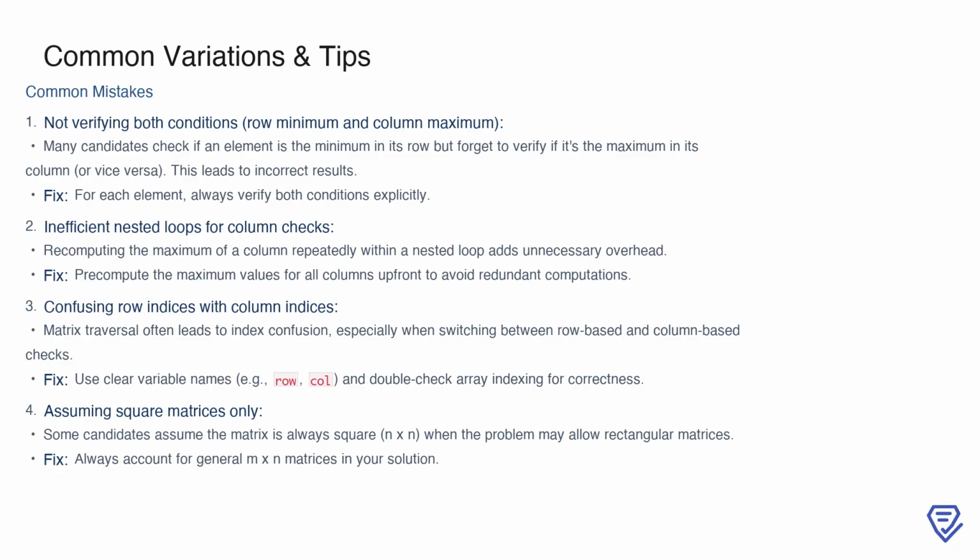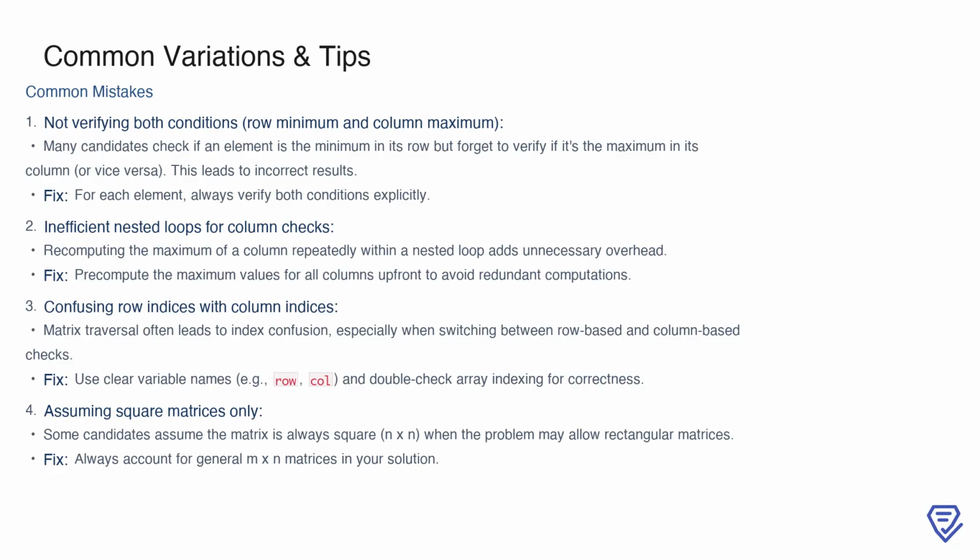Here are some common mistakes to watch out for when solving the lucky numbers in a matrix problem. One major issue is not verifying both conditions, that the number is the minimum in its row and the maximum in its column. Overlooking either condition can lead to incorrect results, so it's critical to check both explicitly.